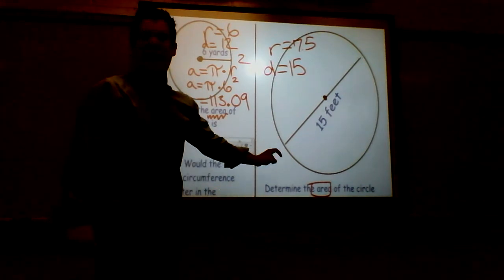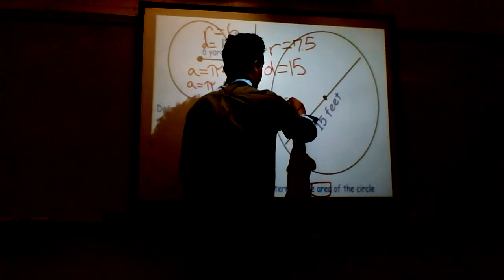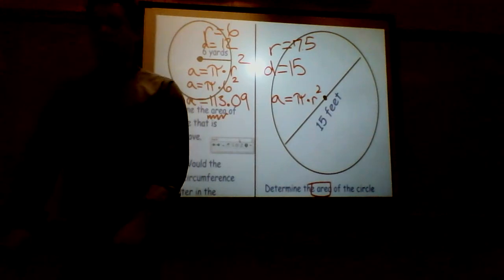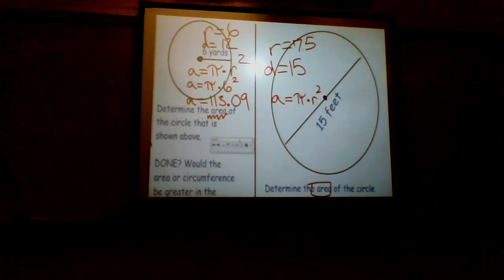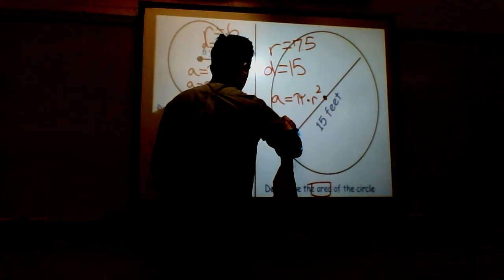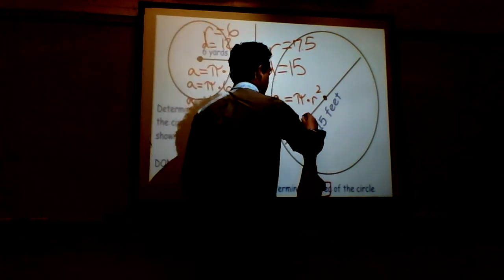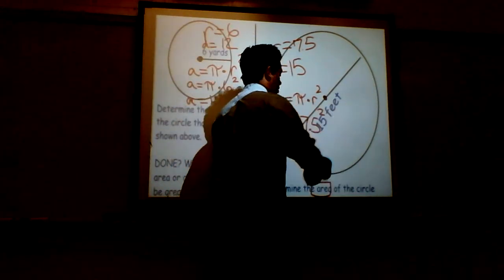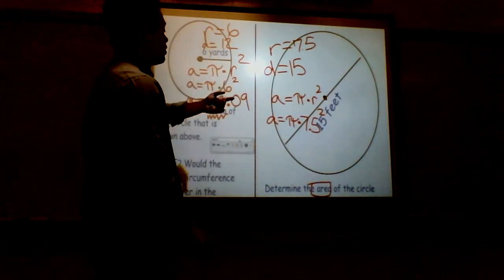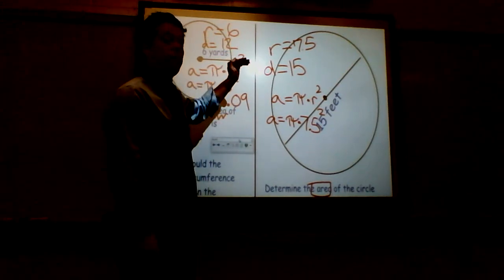I'm looking for the area of the circle. Well, area of a circle is pi times radius to the second power. If you haven't caught on by now, you need to know that formula. So, plug it in. Area equals pi times radius, 7.5 to the second power. Look how easy this is when you take the simple step of determining the radius and the diameter. It makes your life much, much simpler.